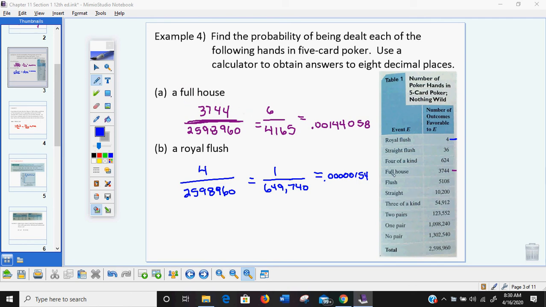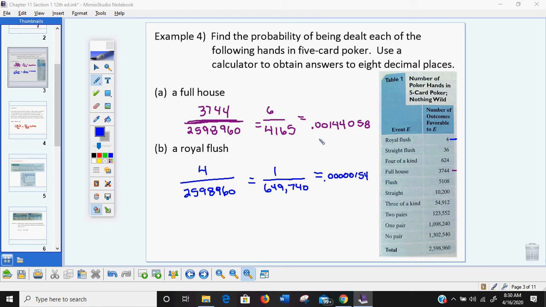And they want the probability of getting a full house. So if you go down and you look at full house, the chances of a favorable outcome are 3,744. So that goes on top. Now remember, your total options goes on bottom. Well, the total's down here, 2,598,960. So that goes on bottom. If you reduce that, you get 6 over 4,165. And they typically write it as a decimal.